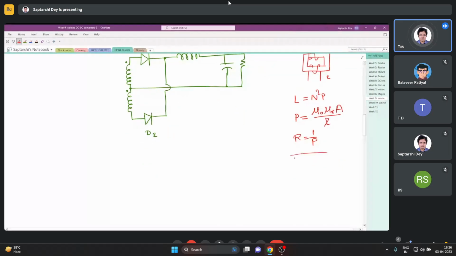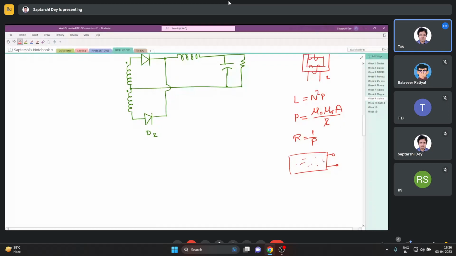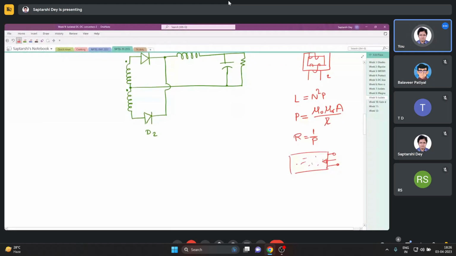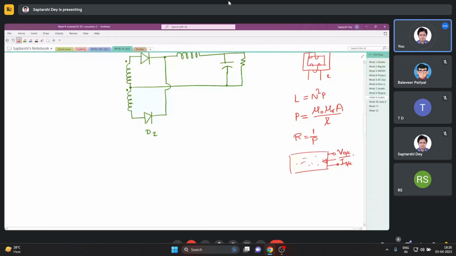Now, say if you have an electrical circuit, there are several things inside, and there are two ports here. So what is the resistance of the circuit that you see from here? We find out the open circuit voltage and the short circuit current, and their ratio is the resistance that is seen from the port. The same thing is there in a magnetic circuit also.